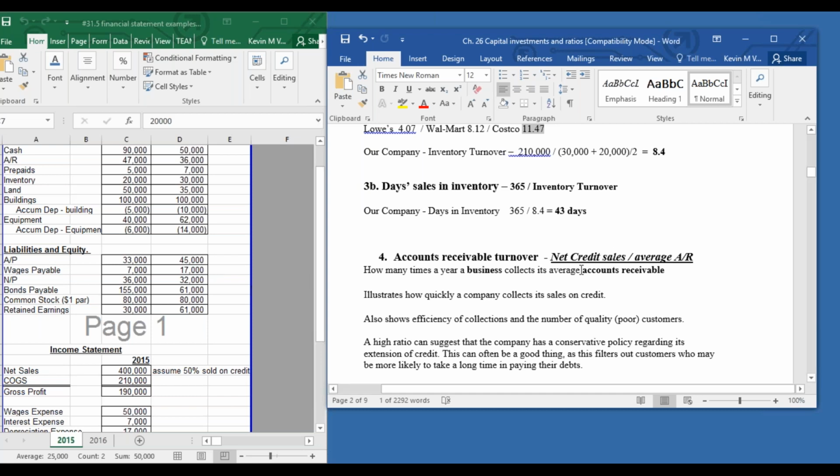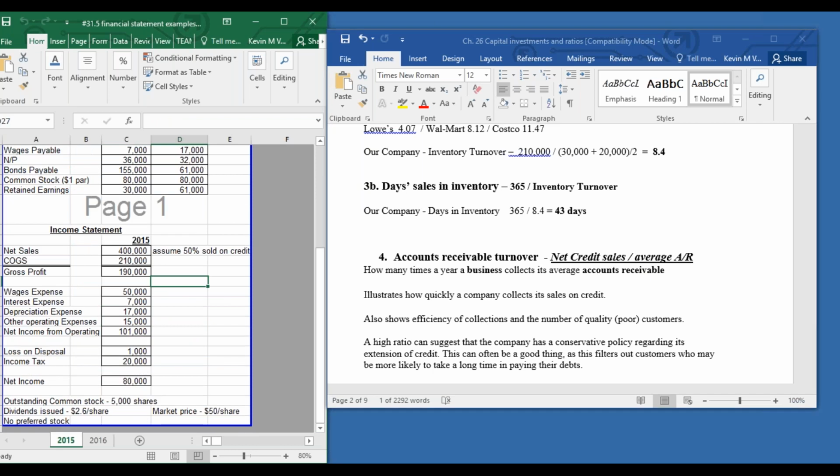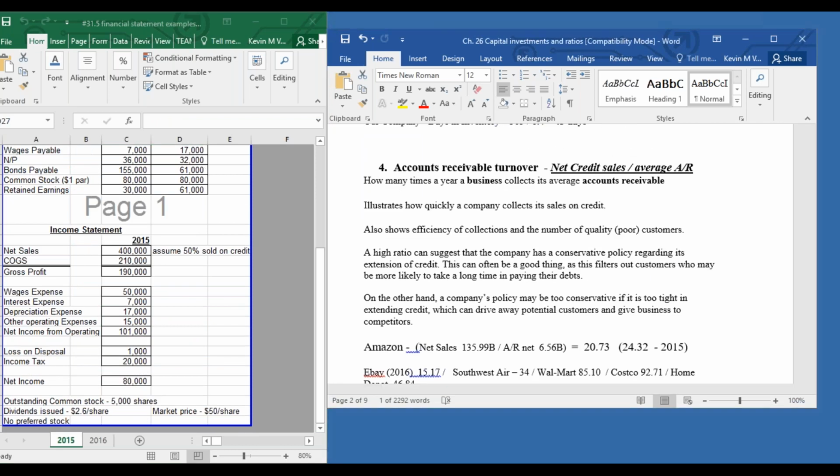So how we do this, net credit sales. I tell us in our problems here that of the total sales of 400,000, 50% are on credit, because I don't want to use the total sales. Of those that came in cash, that doesn't help me determine how fast my AR comes in if they just came in cash right away. So I want to use my actual sales on credit, and then, as I did with the inventory, divide that by the average AR. So let's look at a couple companies and then we'll look at the answer.